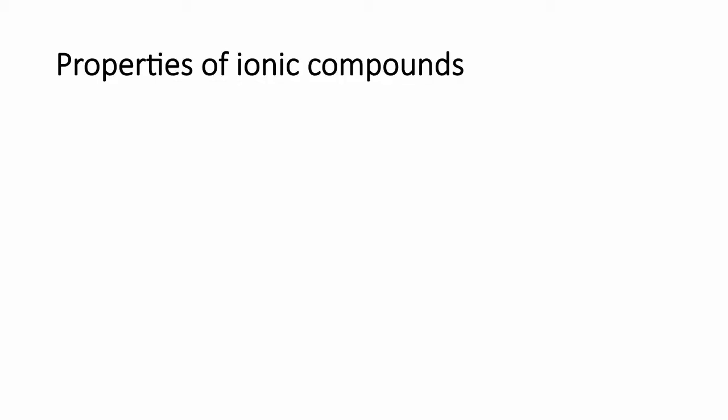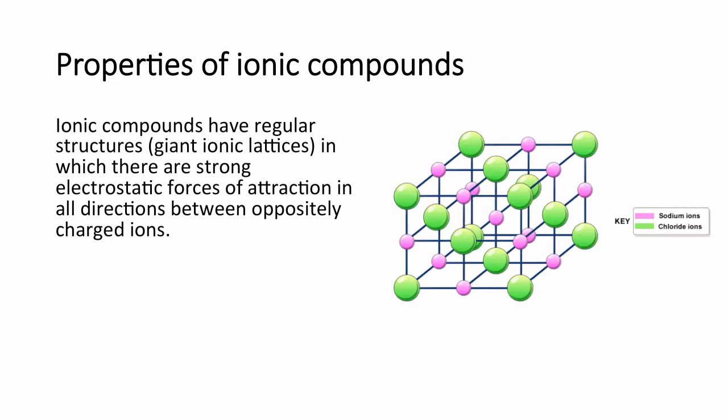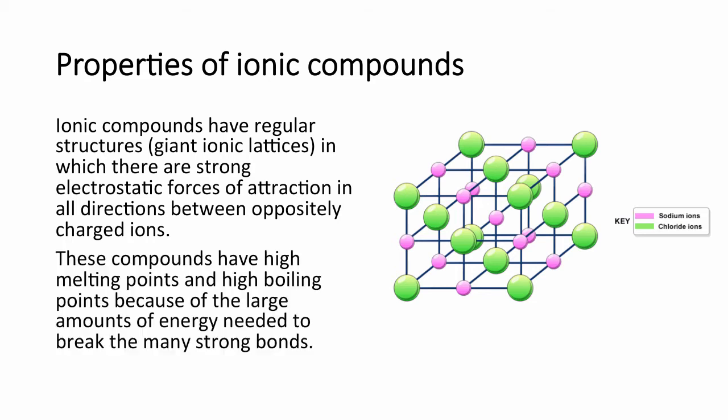A few properties of ionic compounds. Ionic compounds have a regular repeating structure in a giant ionic lattice with strong forces between the ions. So they have very high melting points and boiling points. Not only do they have very strong bonds, but as we said before, for each sodium ion to turn to a gas, you need to break 6 bonds surrounding it, and similarly with the chloride ions respectively.